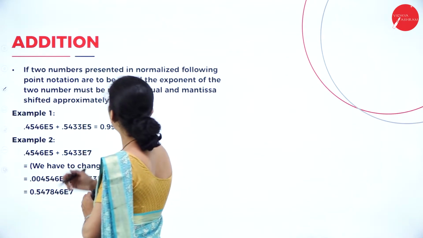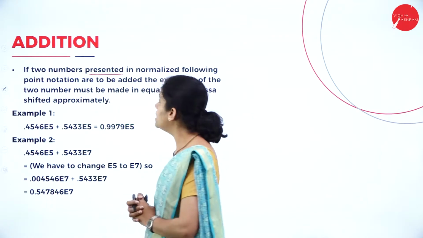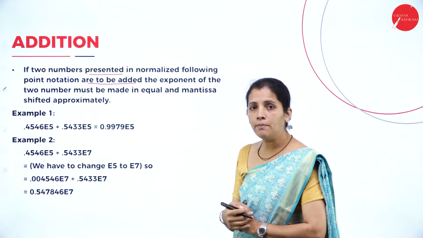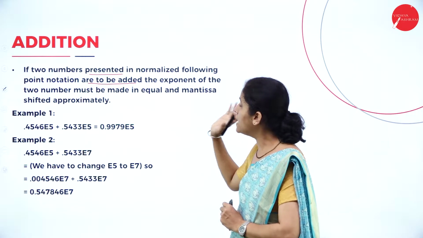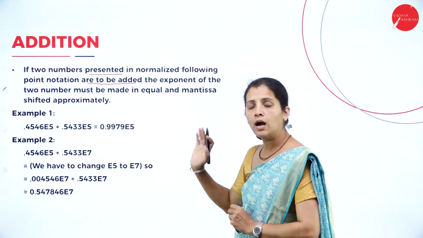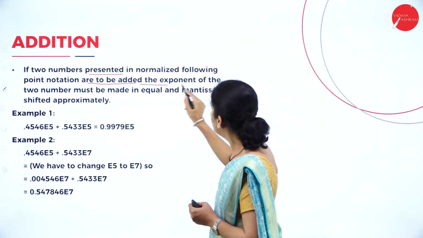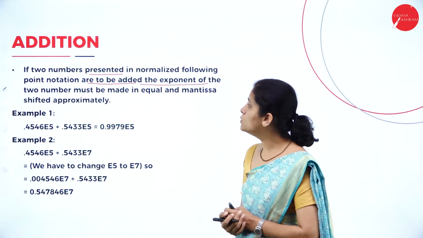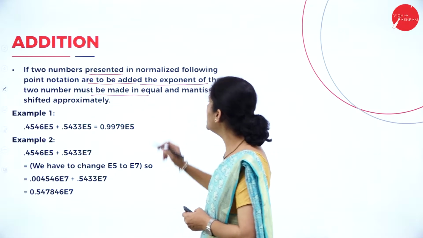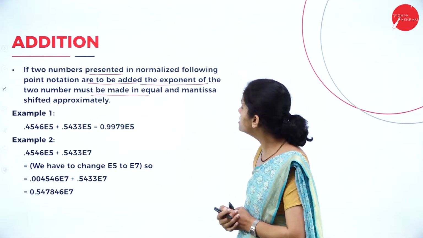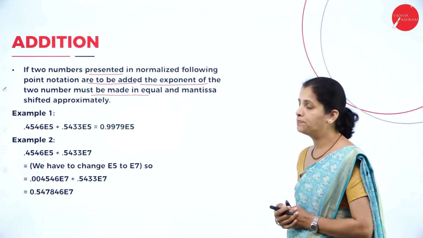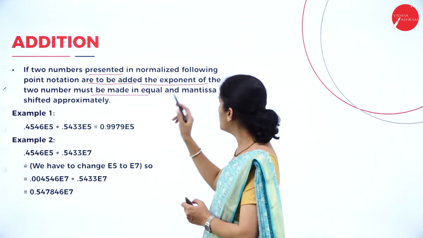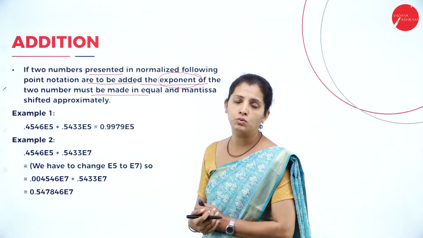If two numbers presented in normalized floating point form are to be added, that means if the given numbers are in the form of normalized floating point, then what I'm going to do? I'm going to add the numbers. The exponents of the two numbers must be made equal and the mantissa shifted appropriately. If I have normalized floating point numbers, I want to equalize the exponents of the two numbers.